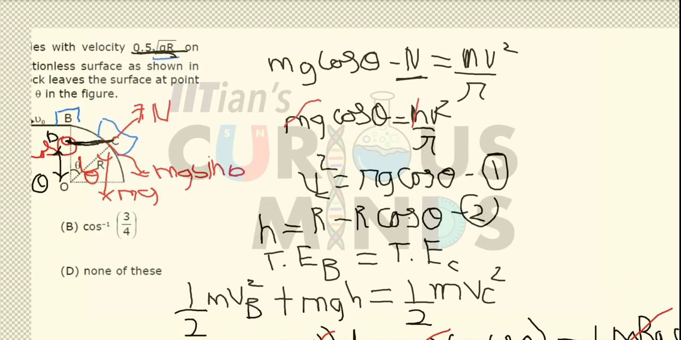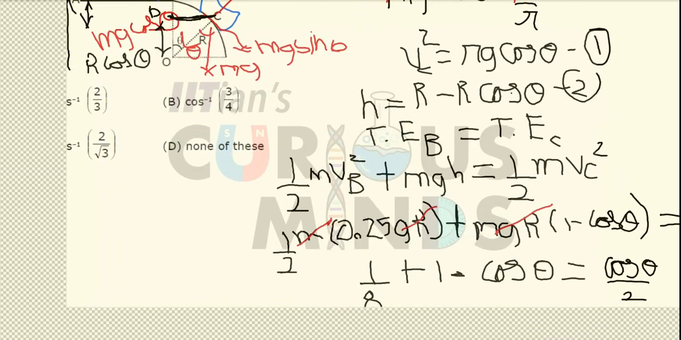Or say 0.75. Let us see if we have any option over here. Yes, that is option number B, that is cos theta is equal to 3 by 4, or theta will be equal to cos inverse of 3 by 4.